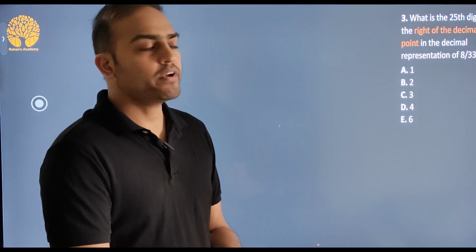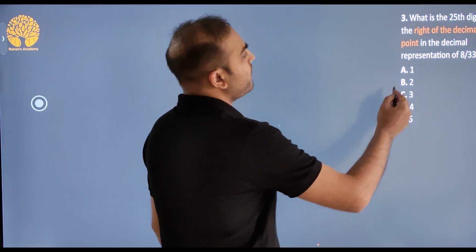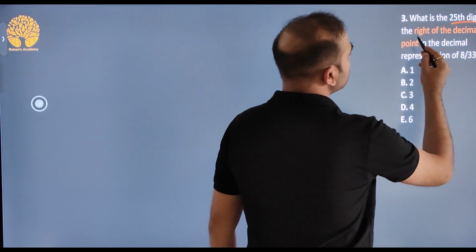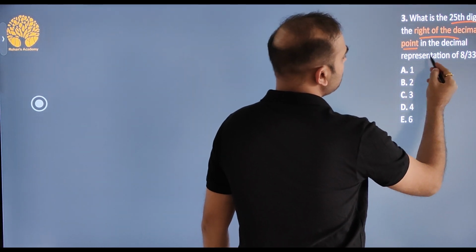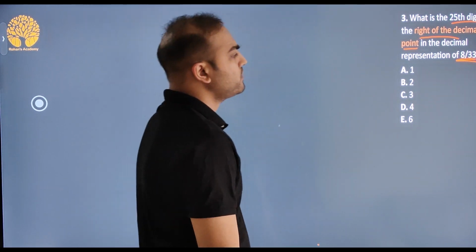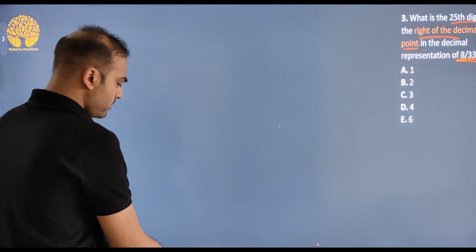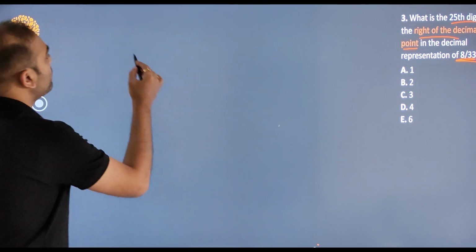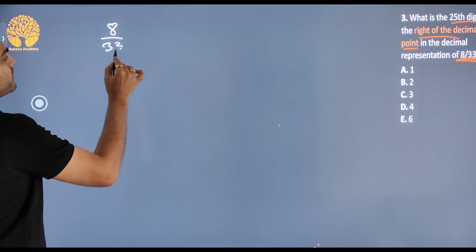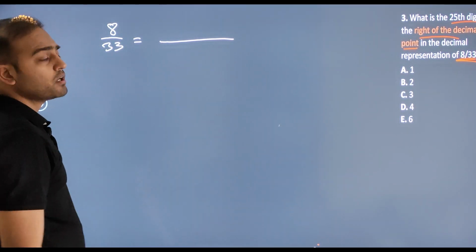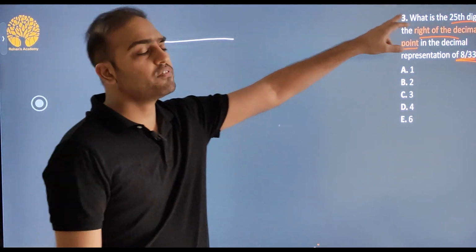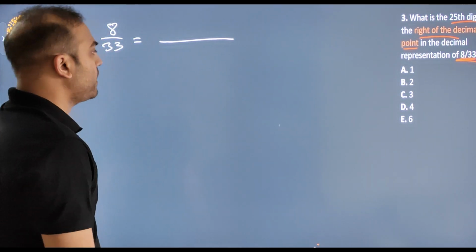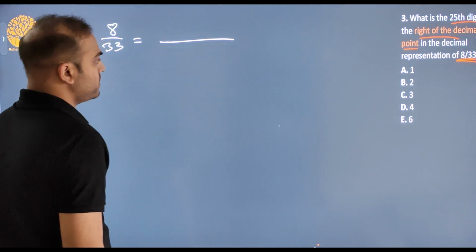Alright, moving to the questions. So we have, what is the 25th digit to the right of the decimal representation of 8 by 33? Okay, so we have to divide 8 by 33, we will get some answer. We have to find the 25th digit.